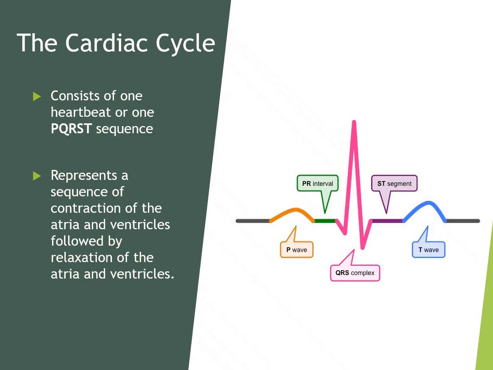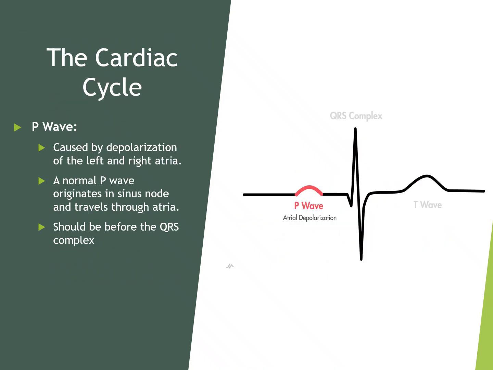The cardiac cycle consists of 1 heartbeat or 1 PQRST sequence. This sequence represents the contraction of the atria and ventricles, followed by the relaxation of the atria and ventricles. The first component of the cardiac cycle is the P wave, which is caused by the depolarization of the left and right atria. A normal P wave originates in the SA node and travels through the atria, and the P wave should be before the QRS complex.